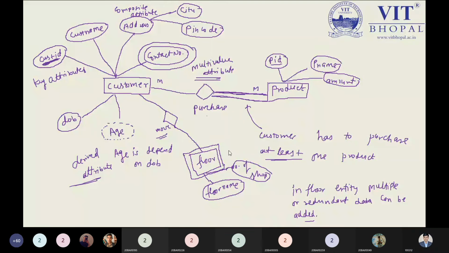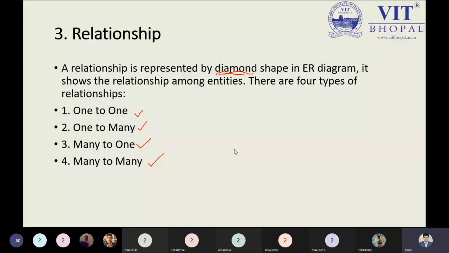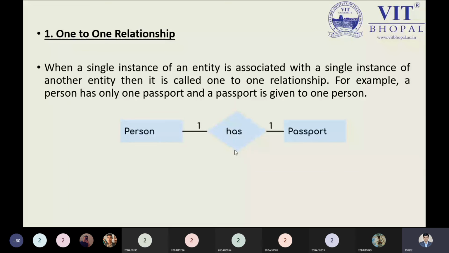Okay, good. So now come to the point of relationship, which is identified by the diamond shape only. We have seen one-to-one, one-to-many, many-to-one, and many-to-many. Without wasting much time, I'm just showing the examples. One-to-one relationship: a person has one passport. Do you have the right to have multiple passports? If you do, then you are doing an illegal activity. Being a person of Indian origin, I can have only one passport.